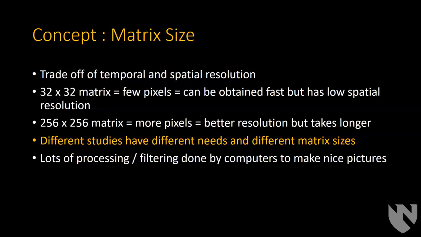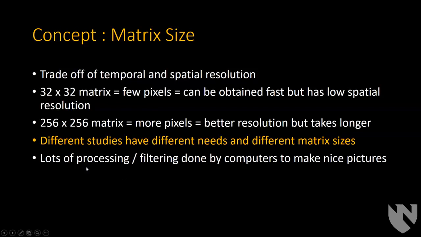So basically, you choose your matrix size based on what your goals are. If you're trying to have high temporal resolution and don't care about spatial resolution, then you can have a small matrix. And if you want to have good spatial resolution, but you don't really care about temporal resolution, like a bone scan, you can have a larger matrix.